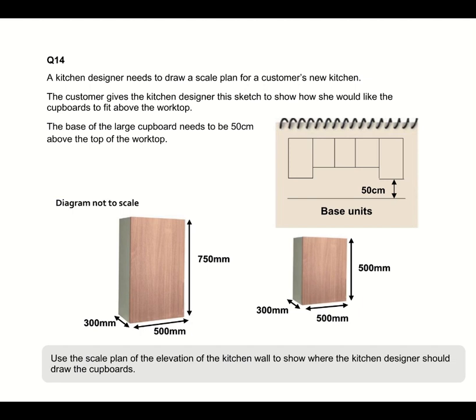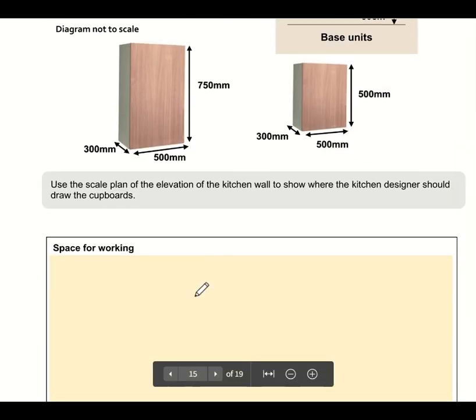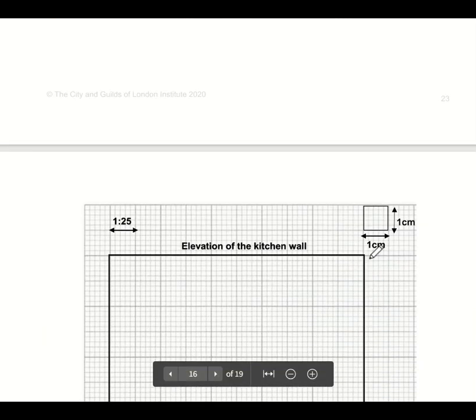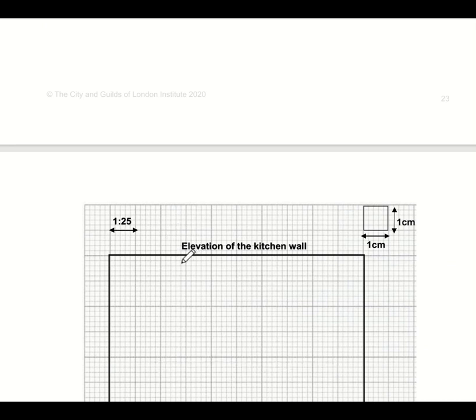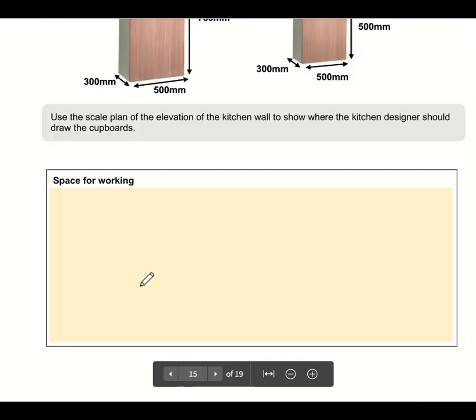Okay, question number 14. I must admit I found this question really baffling, and I just got confused by the word plan, thinking it's the plan view. So we're looking down on these units from above, whereas this is the side elevation, this is the worktop, there's a gap before you get to the cupboards. Now, first of all, we know that the scale is in centimetres here, and it's 1 to 25. So 1 centimetre on here represents 25 centimetres in real life.